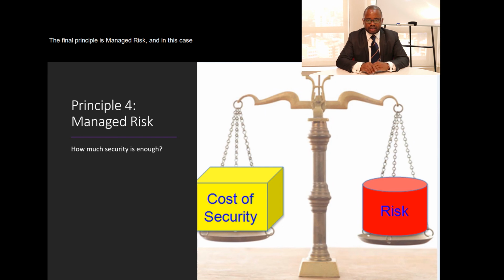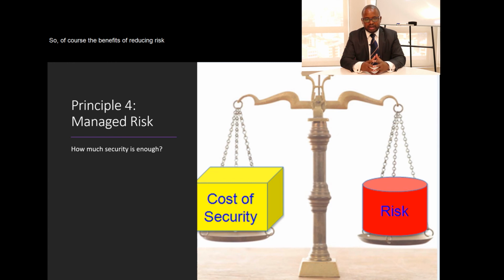The final principle is really managed risk, and in this case we look at the cost of providing physical protection vis-a-vis the amount of protection that we are going to put in place. Now, the cost of security versus the risk is very important. If the risk is too high, it will imply that we have to put in more physical protection elements, and if the risk is too low, we do not have to invest as much in mitigating or managing our risk. Therefore, managed risk really is looking at the cost of security versus the amount of risk that is posed to our facility or critical asset.